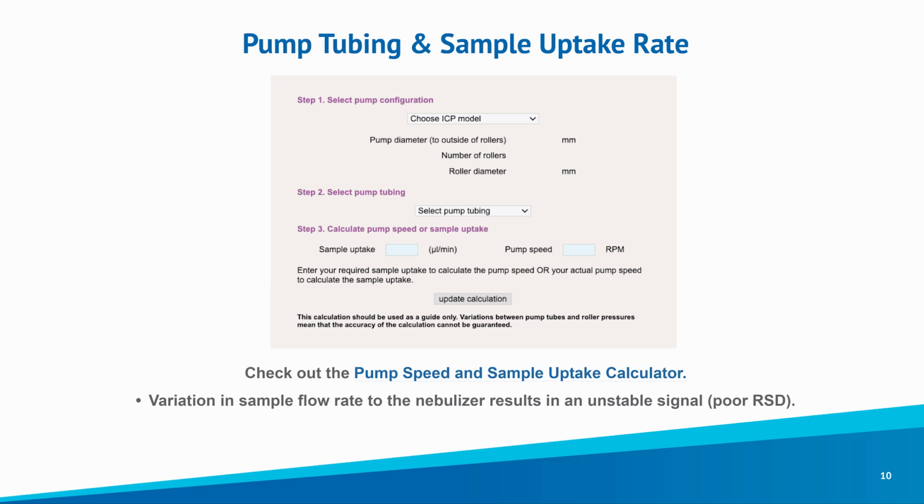To support you further, we have a pump speed and sample uptake calculator available on our website. In just 3 simple steps, you can easily determine the sample uptake based on the pump tubing and pump speed you're currently using. You can try it using the link provided. Moreover, it's important to note that any variation in the sample flow rate to the nebulizer can lead to signal instability, resulting in poor RSDs.